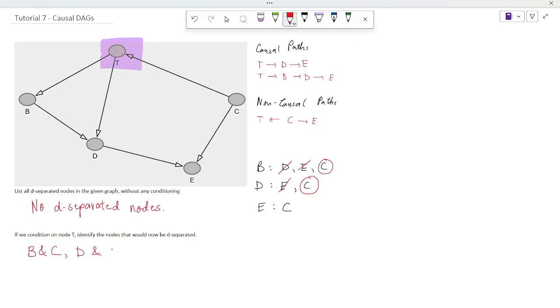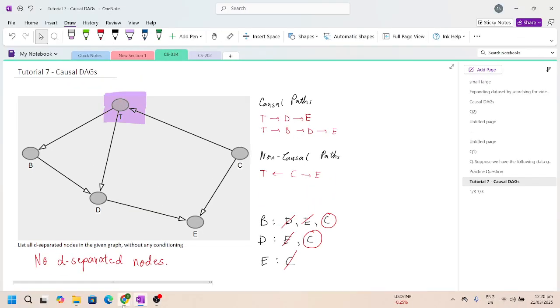What about E and C? ये भी डायरेक्ट पाथ बन रहा है. Yeah, absolutely. So they are not D-separated. So this is the answer that we were looking for. When you condition on node T, B and D and C are the two pairs that are D-separated now. Are there any questions at this point?